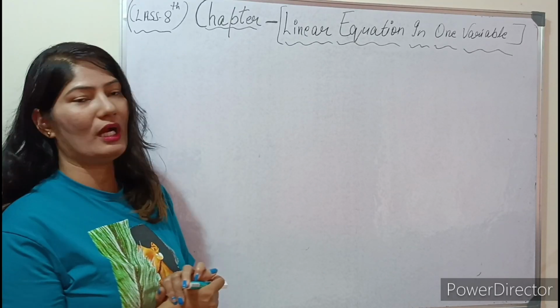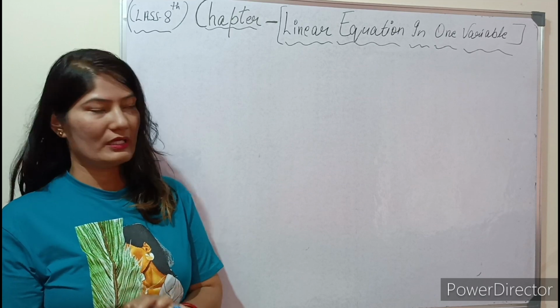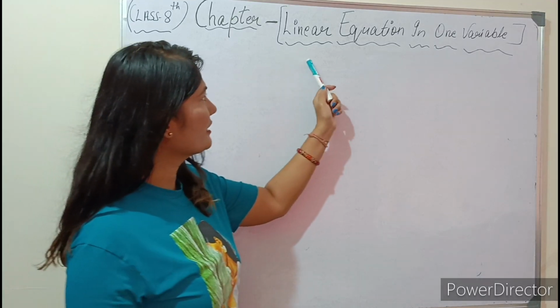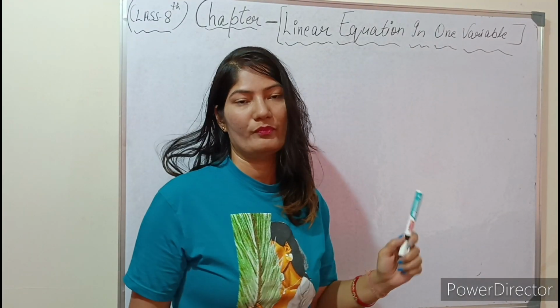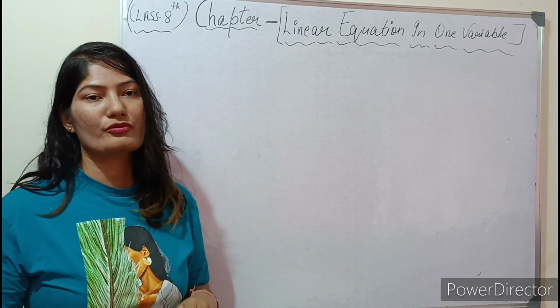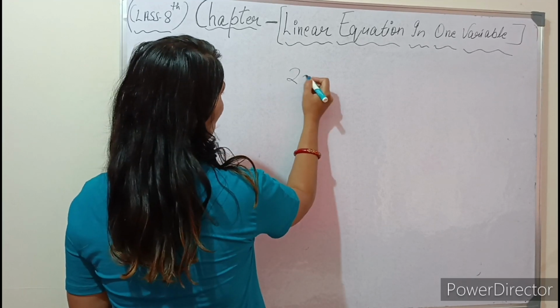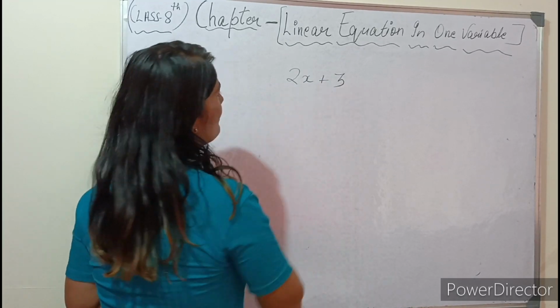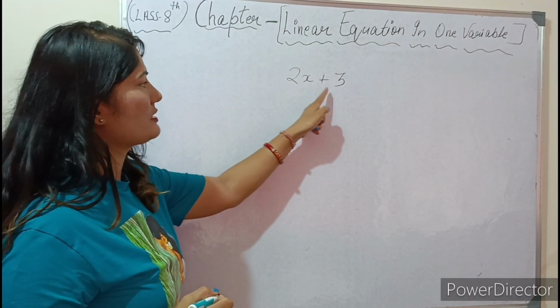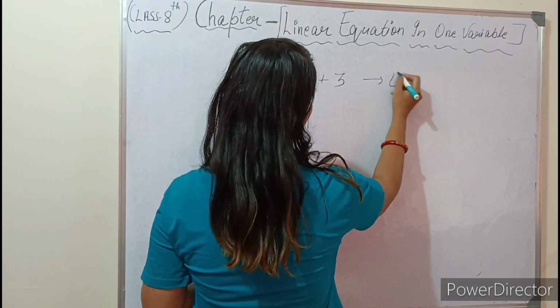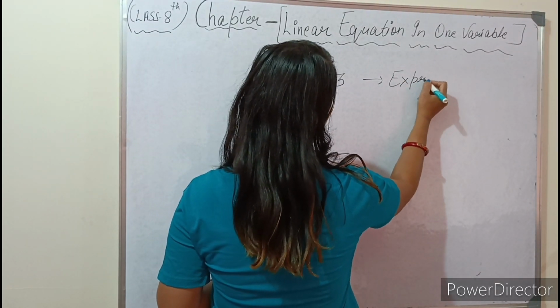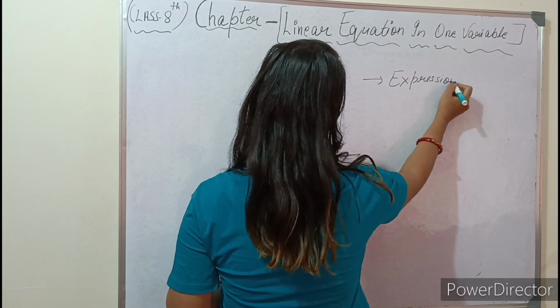So today in this video I am going to start a new chapter of class 8 NCERT, that is linear equations in one variable. So before starting this chapter you should know what is linear equation. So if I write here 2x plus 3, so in this case this 2x plus 3 is an expression. We will call it as expression.